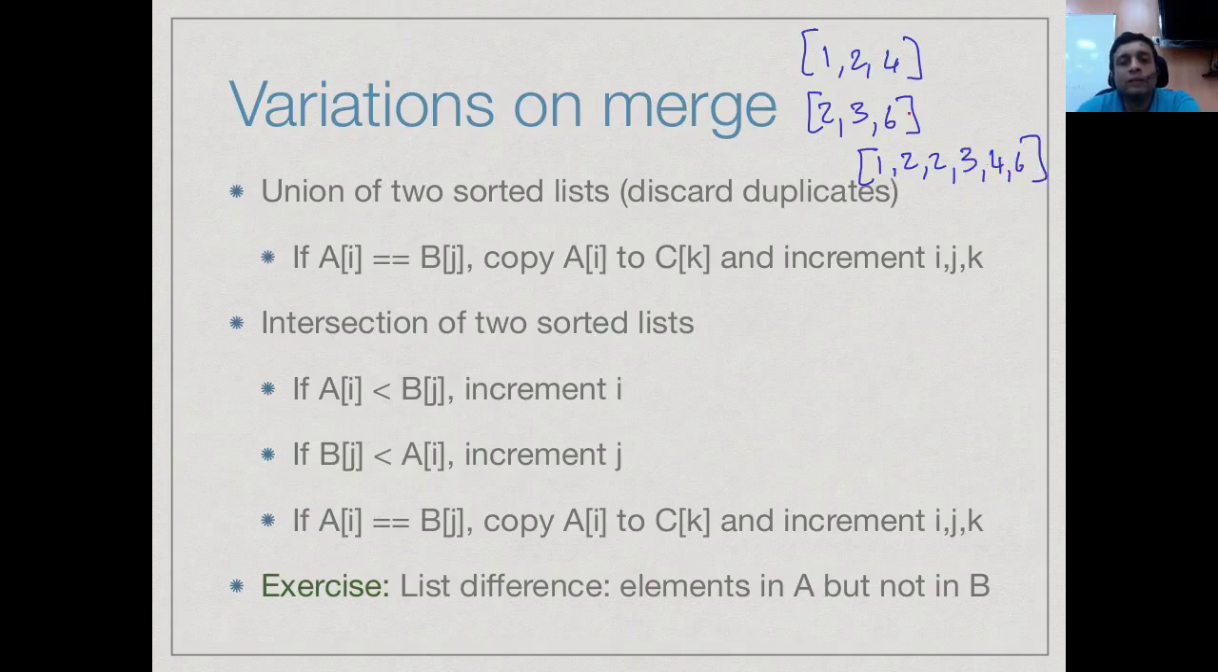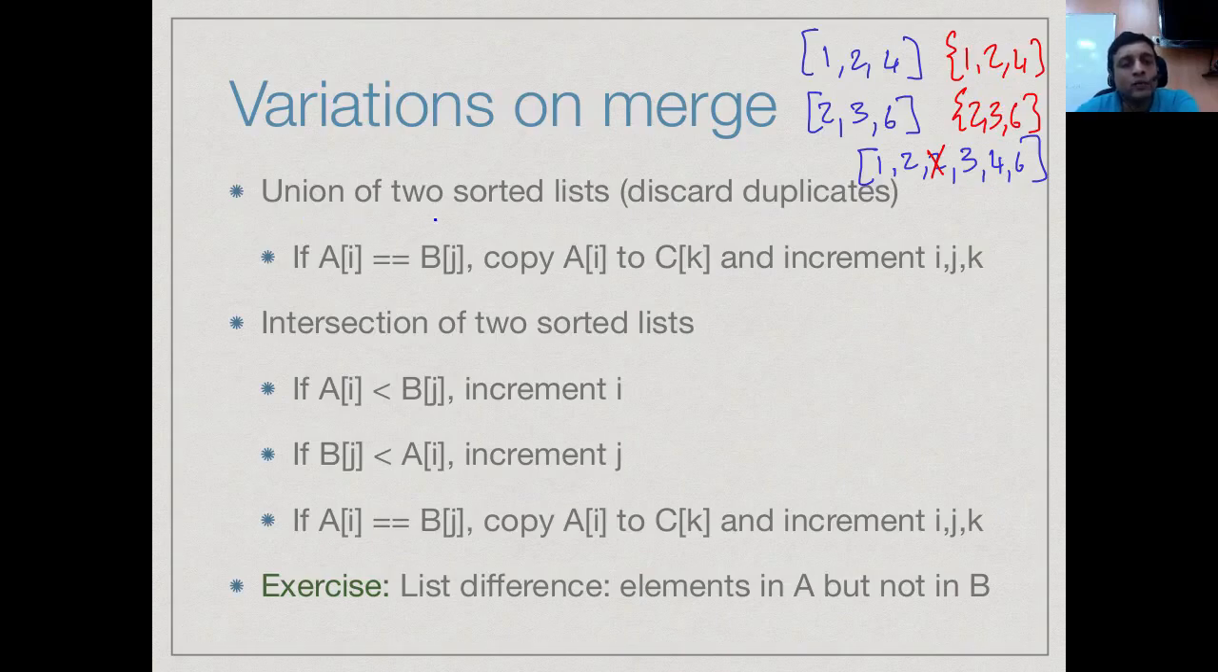So sometimes we may not want this. We may want to keep only 1 copy. We might want to treat these as sets. So if I take the set 1, 2, 4 and the set 2, 3, 6, then the resulting union of the 2 sets is 1, 2, 3, 4, 6 with only 1 copy of 2.